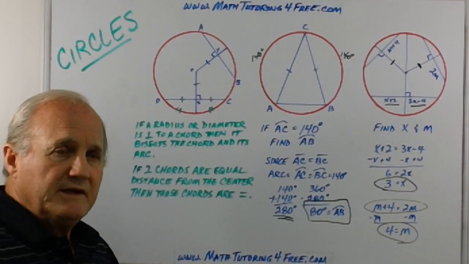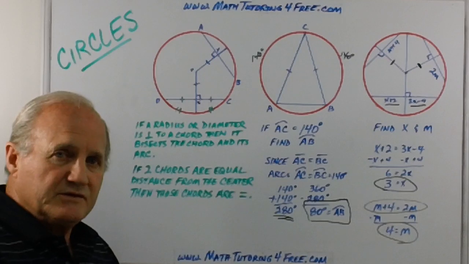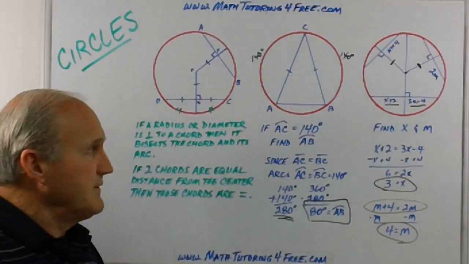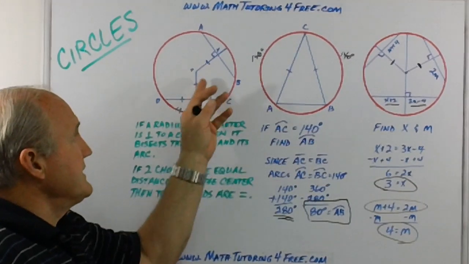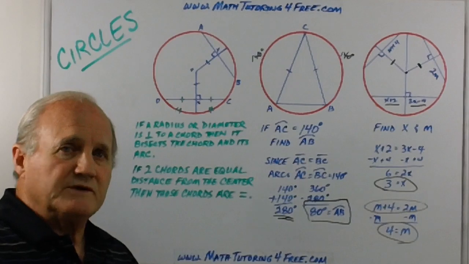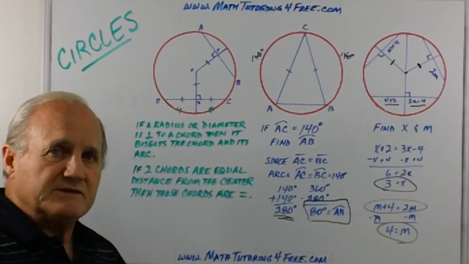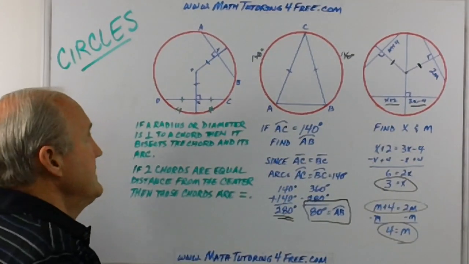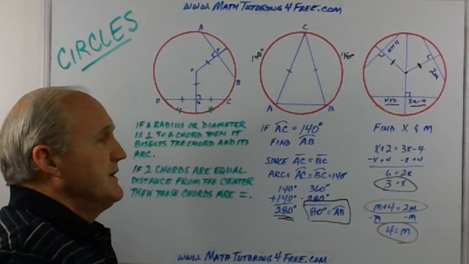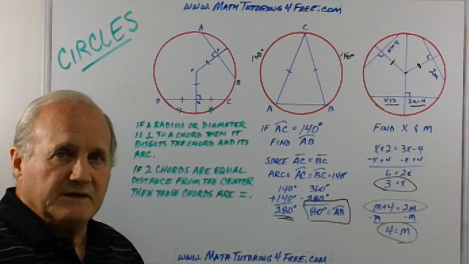Again, the lesson that we want to emphasize from here is that if a radius is perpendicular to a chord, it cuts that chord in two, it bisects the chord and the associated arc. If the distance is the same, in other words, both chords are the same distance from the center of the circle, measured by these perpendiculars, then those chords are going to be of equal length.